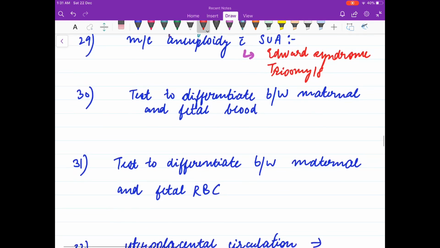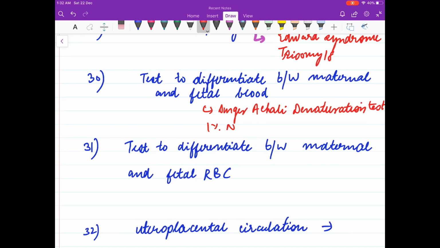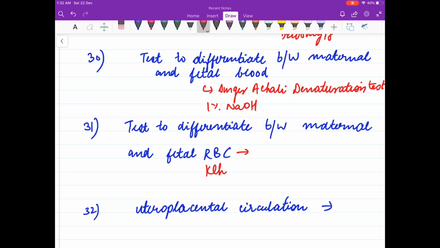Test to differentiate between maternal and fetal blood is Singer's alkali denaturation test. Remember, it is a quantitative test, and 1% NaOH is used. Test to differentiate between fetal and maternal RBC is Kleihauer-Betke test.